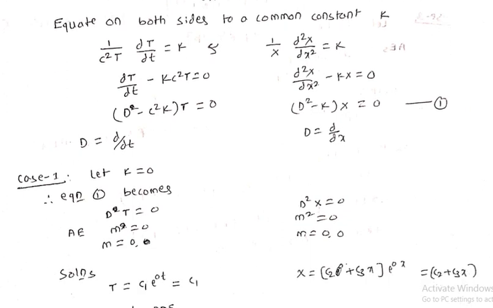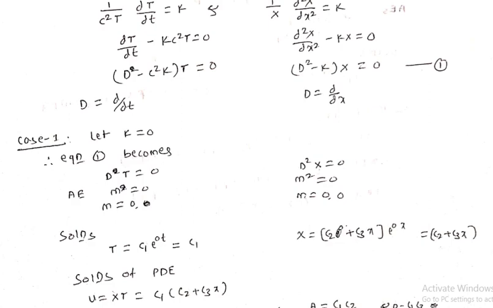So let us start case number 1 by substituting k equal to 0. If k equal to 0, then the equation is D T equal to 0. Divide by T on both sides and write the auxiliary equation. So D equal to 0, or D is replaced by m, so m is equal to 0. So m has only one root, 0. Similarly for the second term, k equal to 0 means D² X equal to 0, or m² equal to 0. So m² means 2 roots, m means a single root.